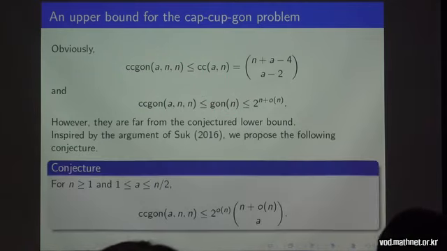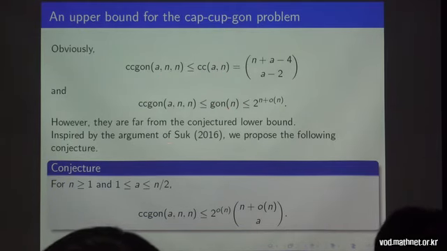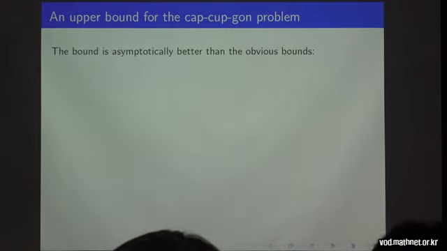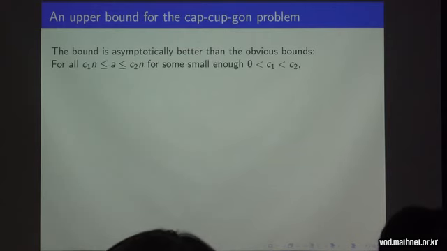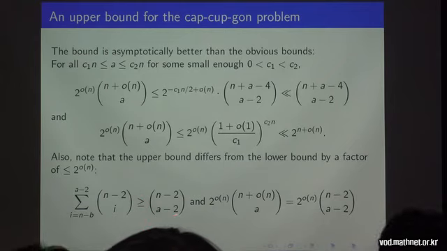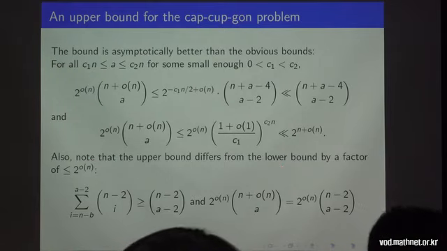And I want to propose the following conjecture. The conjecture states that for CC-gon of a and n, the upper bound is 2 to the power small o of n, which is asymptotically small in the exponential sense, times this binomial term. This bound will be asymptotically better than the obvious bounds. And also, I made this bound so that the upper bound is tight up to a factor of 2 to the power small o of n.